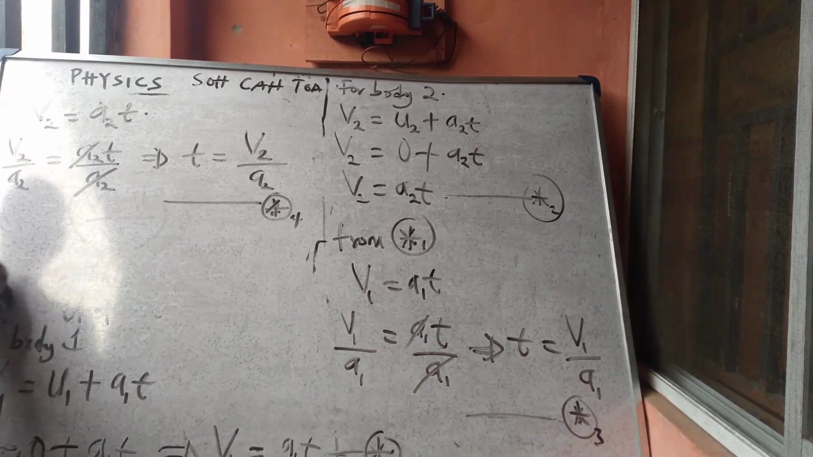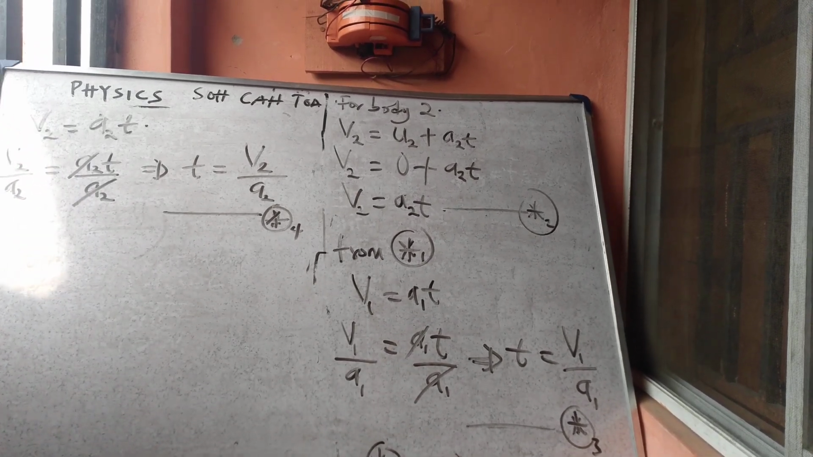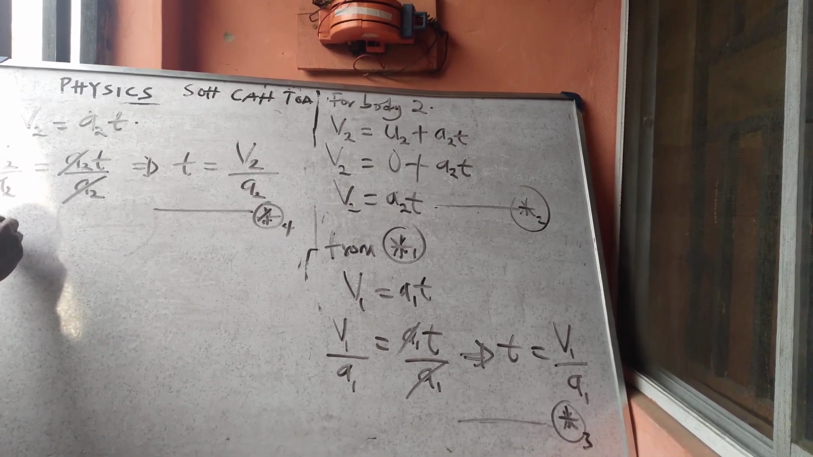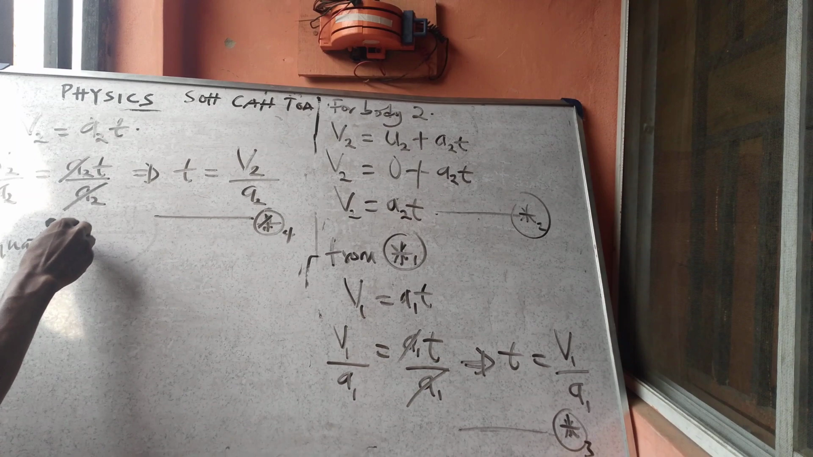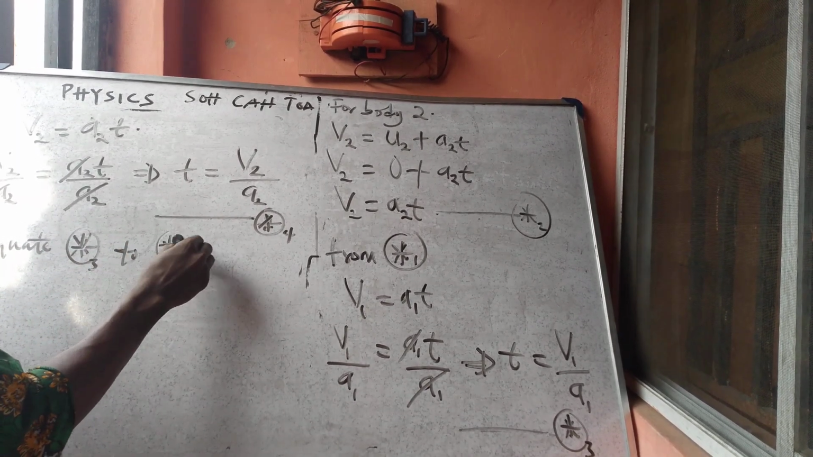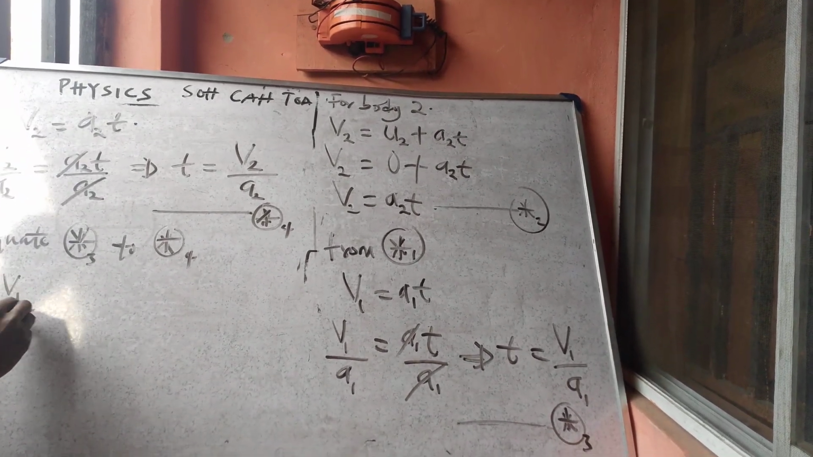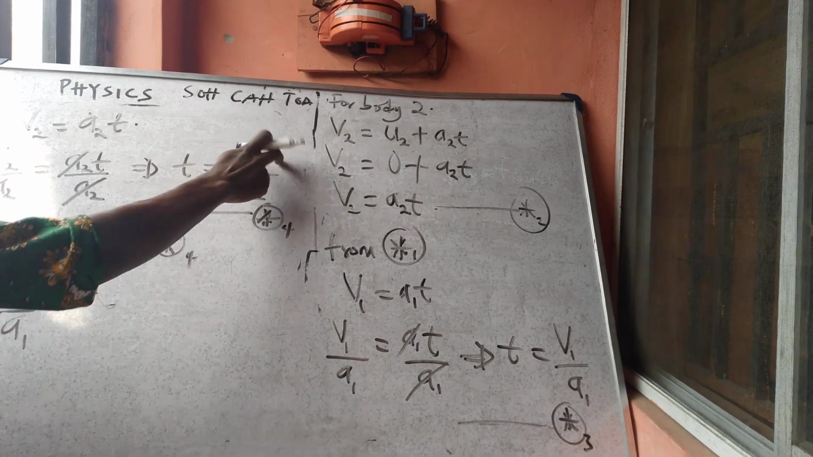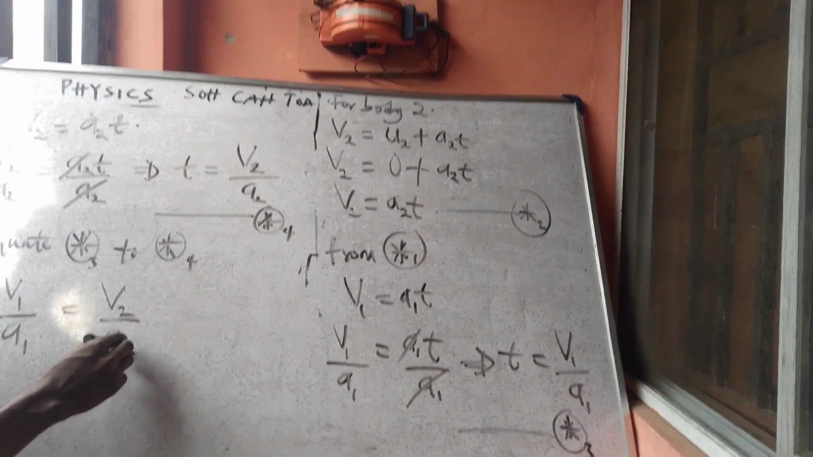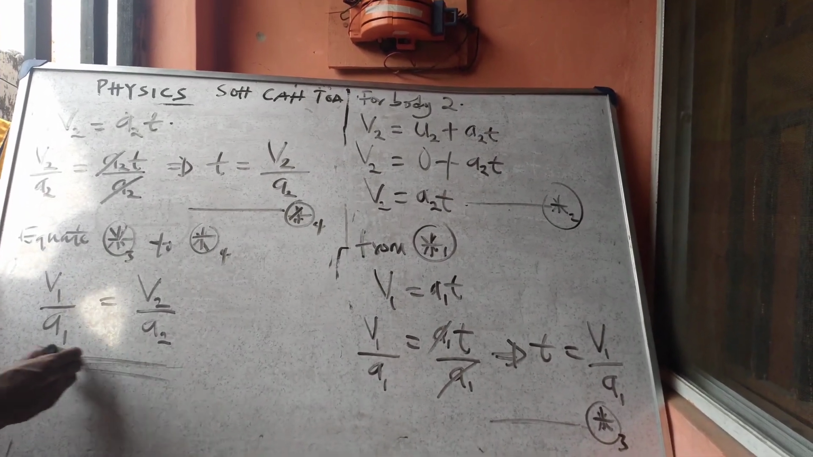Now what you simply do is to equate both equations. Equate asterisk 3 to asterisk 4. So asterisk 3 is v1 over a1 equals asterisk 4, which is v2 over a2. Alright, so I believe at this juncture we have arrived at the answer.